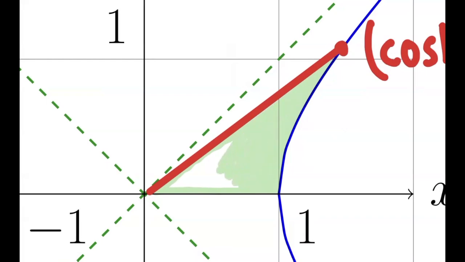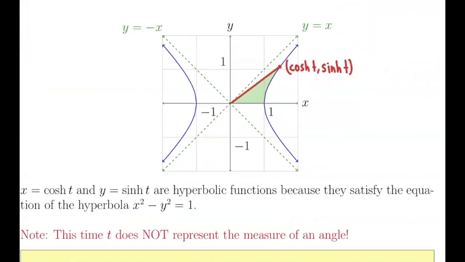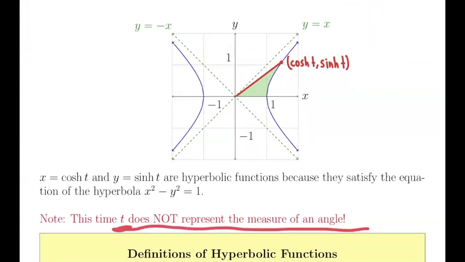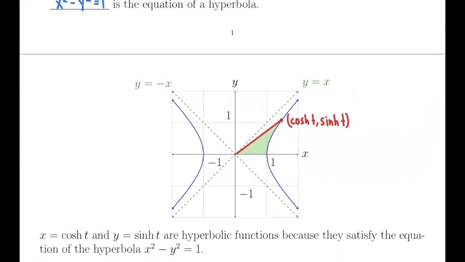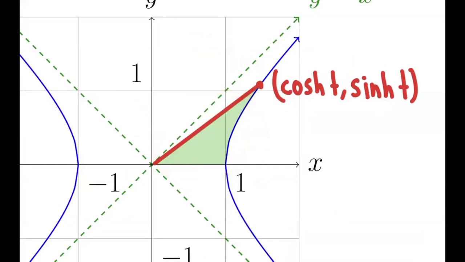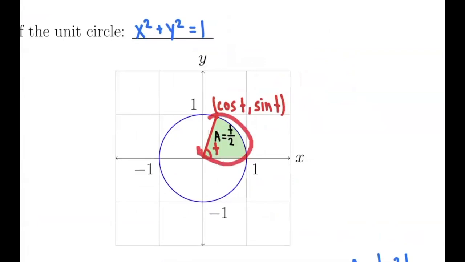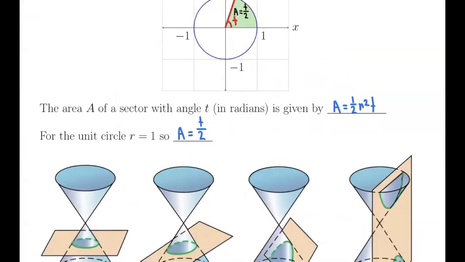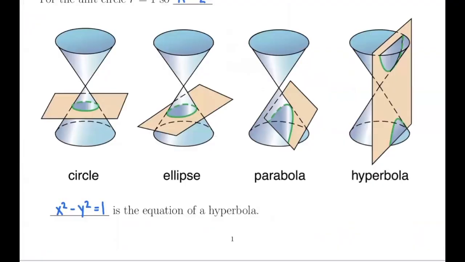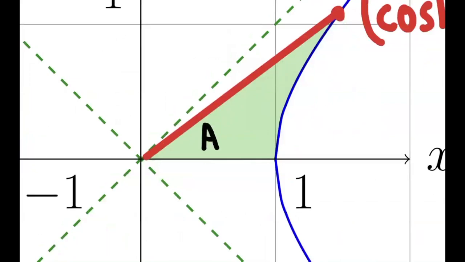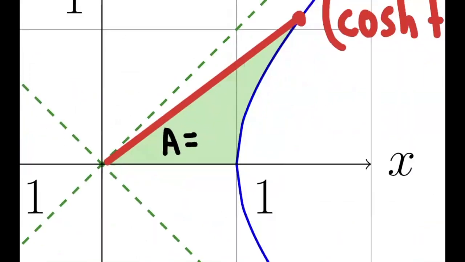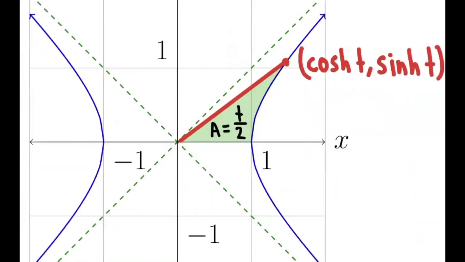That's done. All right. So one thing to note is that this time t does not represent the measure of an angle. Does it represent time? It does not represent time, sadly. What it does represent is twice the area of the shaded hyperbolic sector. So just like the trigonometric case where t represents twice the area of the shaded circular sector, or an angle t. Yeah, in this case, it was an angle t. So let me write that here. So A, the area of this hyperbolic sector is just t over 2, just like last time.